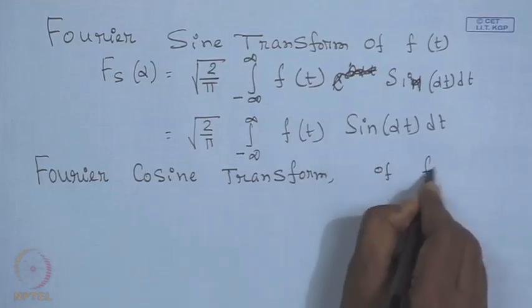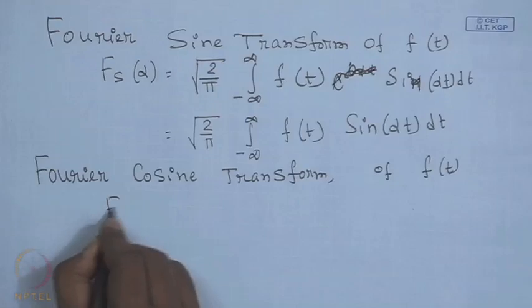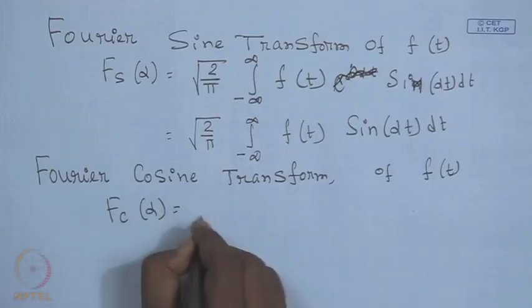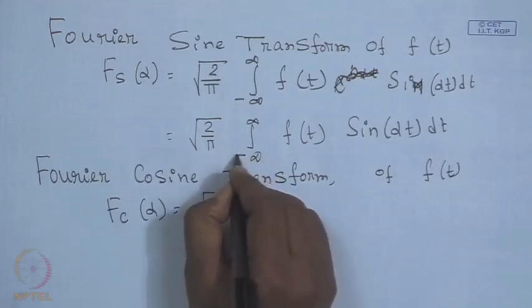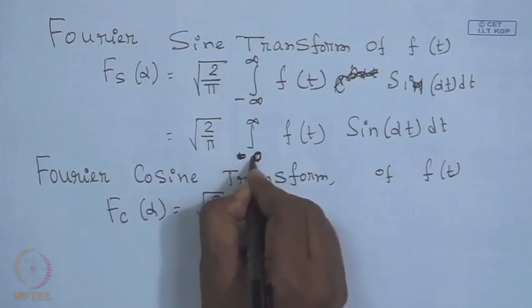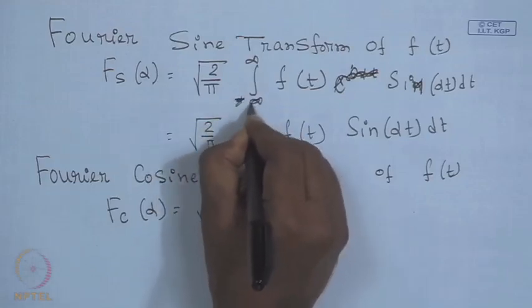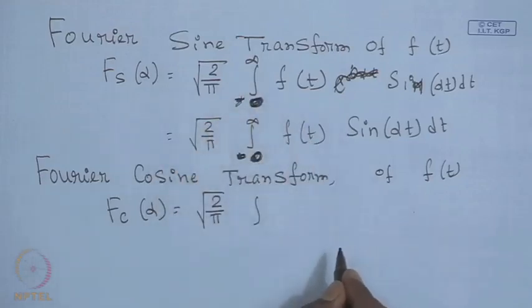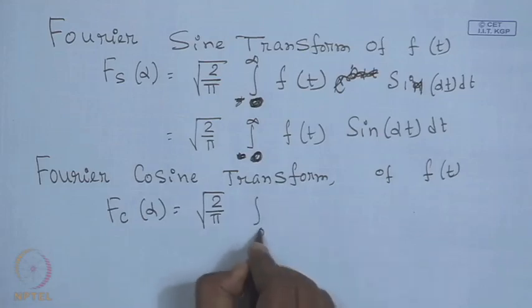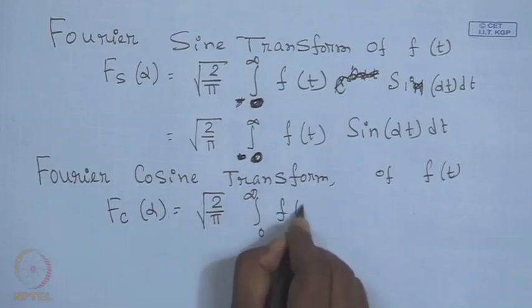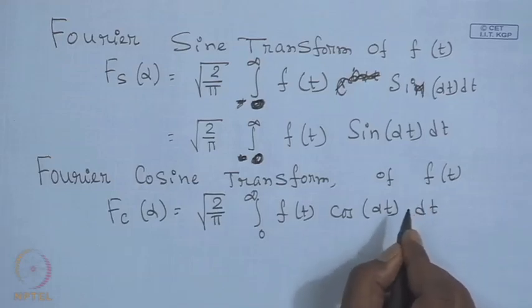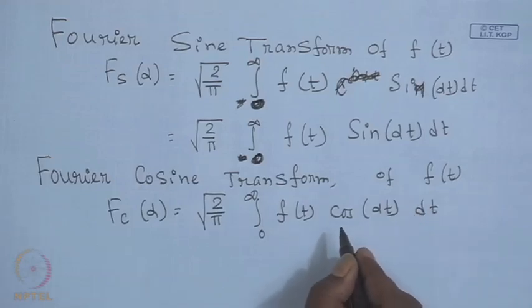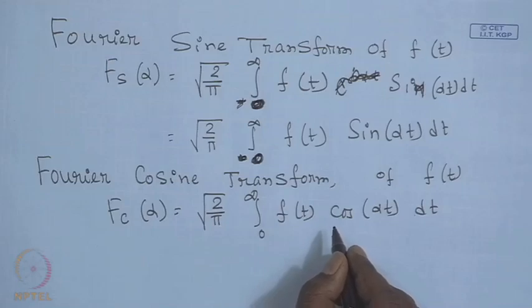The Fourier cosine transform of some function f of t becomes f c alpha equal to root 2 over pi times the integral, and here the integration is from 0 to infinity. It is not from minus infinity to plus infinity; this is one domain, from 0 to infinity, of f of t cosine alpha t dt. So, these are the definitions of the Fourier transform, Fourier sine transform, and Fourier cosine transform.